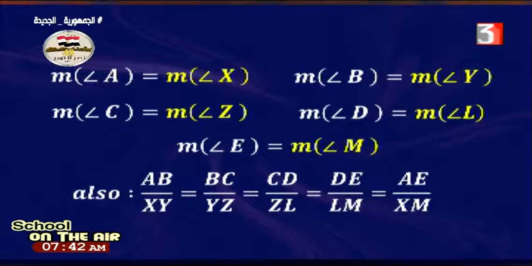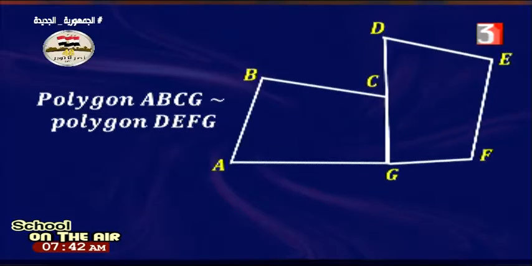Take good care. Two polygons, A, B, C, G, and another polygon, D, E, F, G. These two polygons are similar, like that in front of you in the figure.